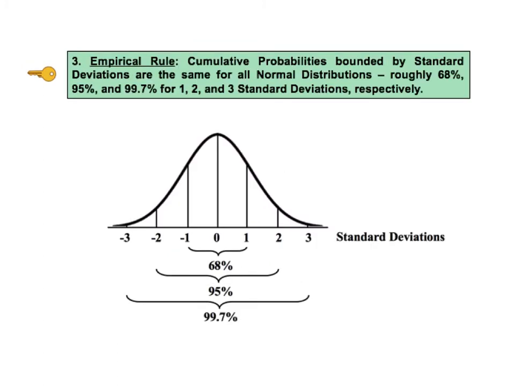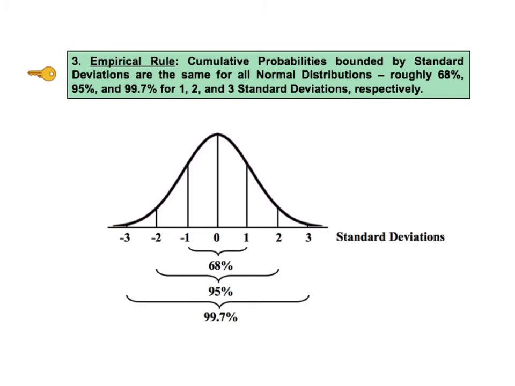Cumulative probabilities are calculated as areas under the curve of the distribution. Key to understanding number 3 is also known as the empirical rule. The empirical rule states that cumulative probabilities bounded by standard deviations are the same for all normal distributions. These are roughly 68%, 95%, and 99.7% for 1, 2, and 3 standard deviations, respectively.